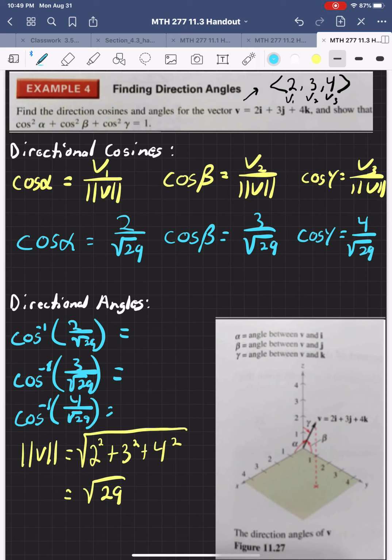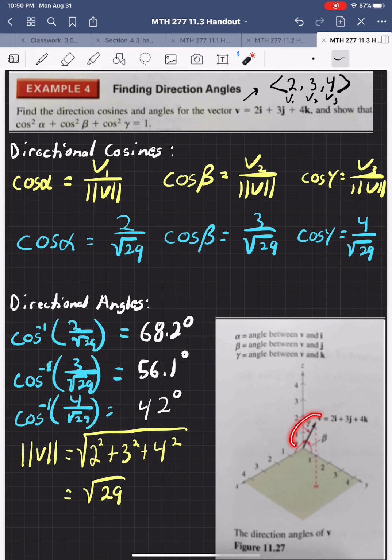All right, and we might as well just go ahead and round a little bit. So I'm getting an alpha of roughly 68.2 degrees, a beta of roughly 56.1 degrees, and a gamma of roughly 42 degrees. All right, and now all of this is pointless unless we can understand the geometry, right?